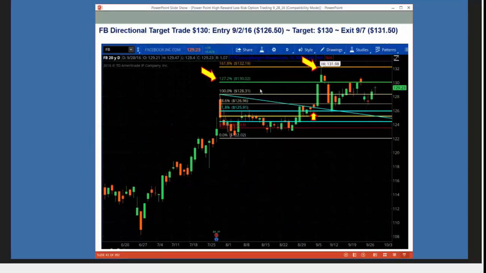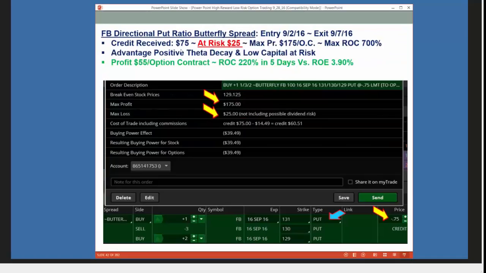Here are the Fibonacci levels. I always do the fib work, so from swing high to low here. I had a nice target here, the 1.272 extension at 130. So that was my initial target. And then if it went above that, the way I had this trade structured, I'd still benefit, even though it was a butterfly. It was what we call a ratio butterfly. So here's what the setup looks like.